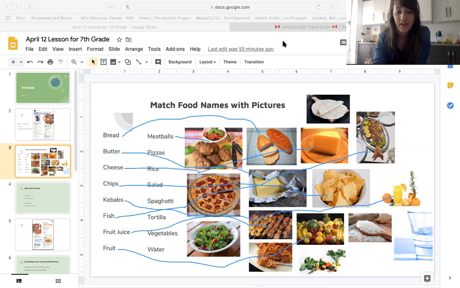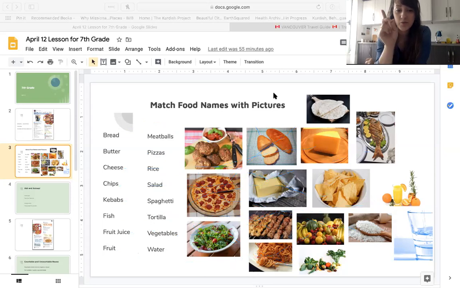Good. I will say, and you point. Point to tortilla. Point to butter. Point to pizza. Point to fish. Point to fruit. Now I will point and you say the word.